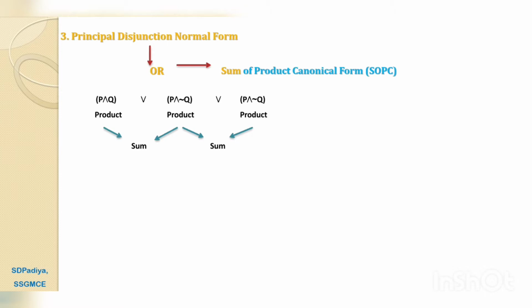Now in this example, in the first elementary product term, all factors P and Q are present. In the second elementary product term, P and not Q, all factors are available, P and Q. And in the third elementary product term also, all factors, that is P and Q, are present. That's why it is an example of principal disjunction normal form, that is the sum of product canonical form.